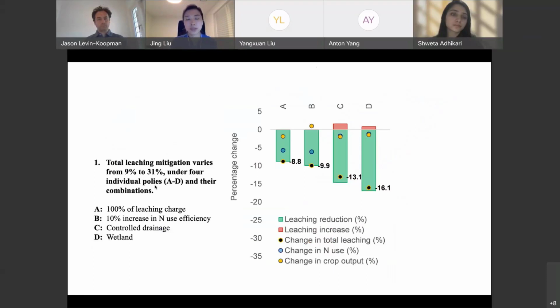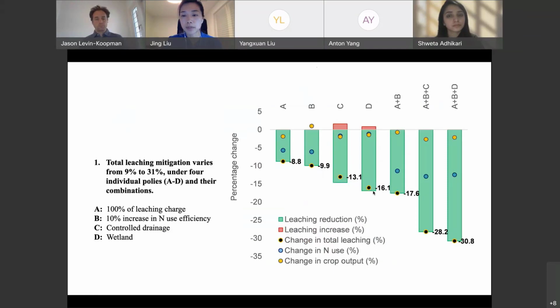The first one we found is the total mitigation given by different strategies, from the rate reduction to the wetland restoration. So the total reduction is about 8 to 16%. But if you combine some of them, like in the scenario of combining A, B, and D, so the rate reduction, nutrient management, plus some wetland restoration that could be implemented simultaneously, that gives you about 31% of the total reduction. The amount of fertilizer use is not affected a lot, about 5% to 10%. And the impact on output is only minimal. So it doesn't really affect the crop output.